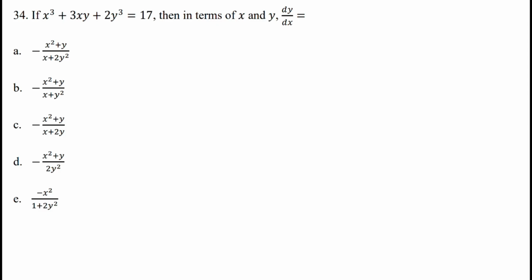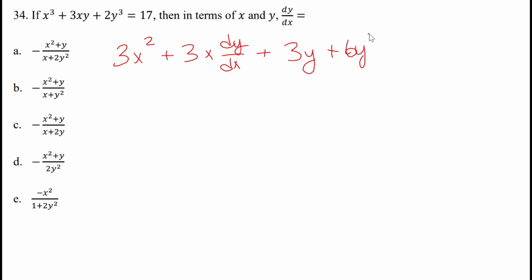For number 34, we just want the derivative of this implicitly defined equation, so we'll use implicit differentiation to find that derivative. The derivative of x cubed is 3x squared. The derivative of 3xy will be 3x times the derivative of y with respect to x, plus the derivative of 3x, which is 3 times y, right? That's product rule. Right? And then plus 6y squared dy dx is equal to the derivative of 17, which is 0.